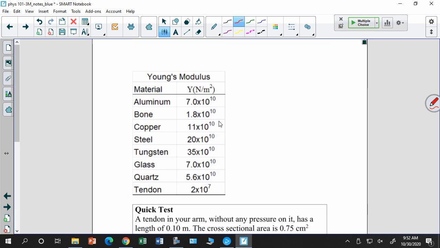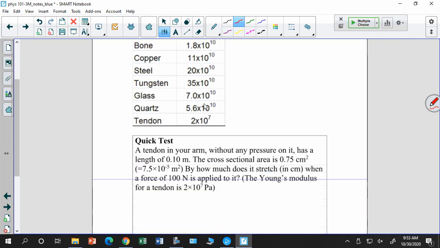Here are some Young's moduli. The Y is the Young's modulus. It's not after me. It's some scientist from 100 years ago. And so that's just the force per unit area for the value Y.